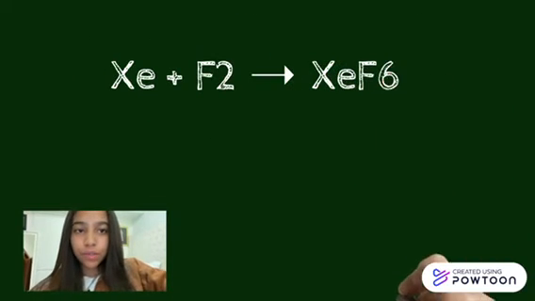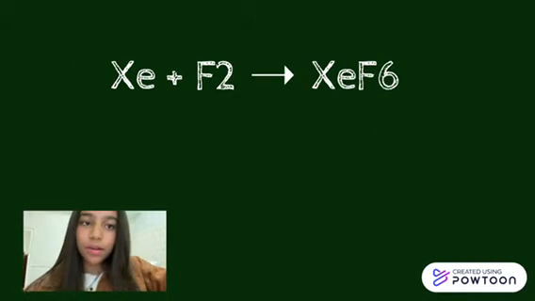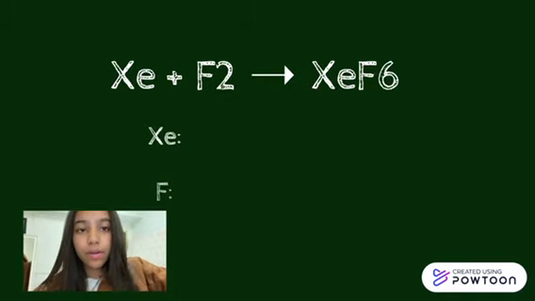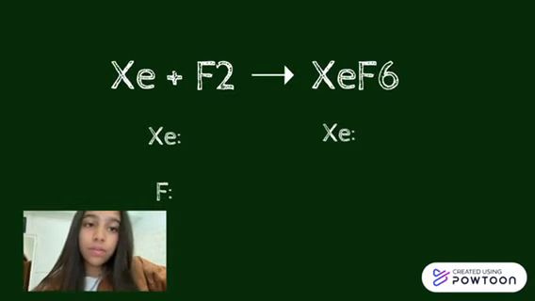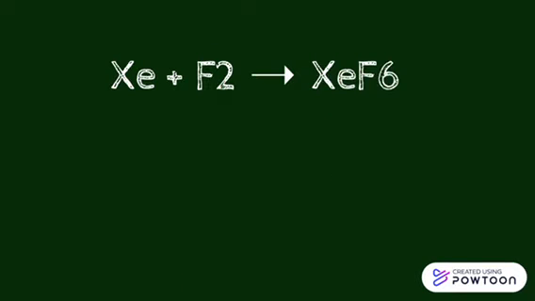Here's the first equation. We've got xenon and fluorine. We want to keep track of how many atoms of these elements I have on both sides of the equation, so we're going to make a little chart. We put xenon and fluorine on this side and then xenon and fluorine on the other side. On the left side, I have one xenon atom and then F2, so I've got 2 fluorines. On the right side, we also have one xenon and then F6, so I've got 6 fluorines.